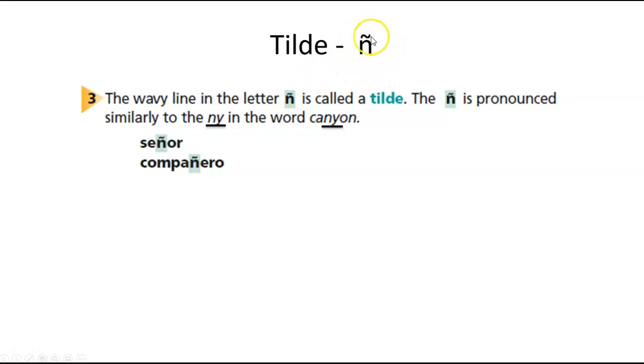Tilde, or the N with the squiggle on top. The wavy line in the letter Enye is called a tilde. The Enye is pronounced similar to NY, like in the word canyon, the Enye sound. So, señor, we don't say senor, señor. Not compañero, compañero. So pretend that's an NY sound.